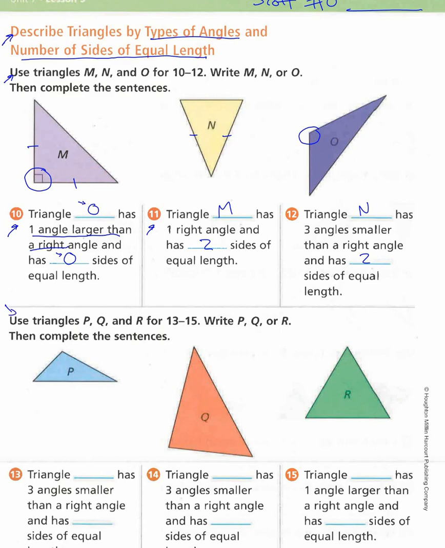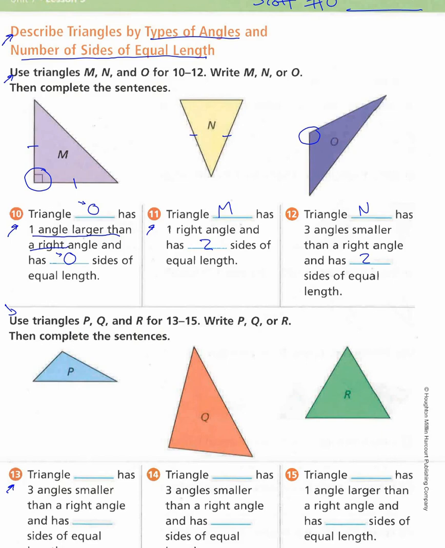Use these triangles, P, Q, and R, to answer questions 13 through 15. And again, we're going to put the P, Q, and R and complete those sentences. So kind of continuing on. Let's look at number 13 first off. Triangle blank has three angles smaller than a right angle and has how many sides of equal length? Go ahead and answer that.